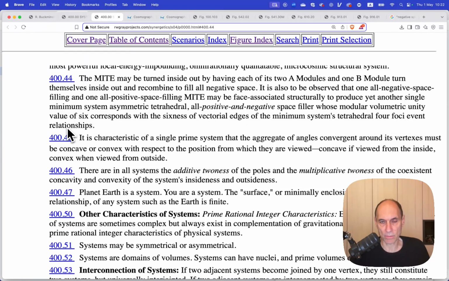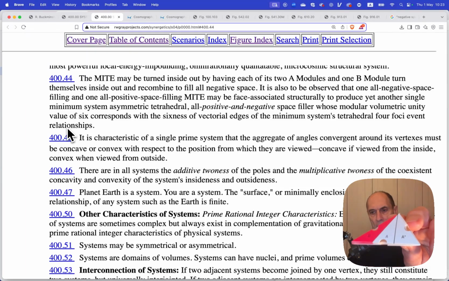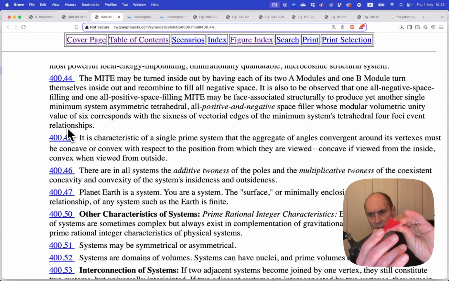So let's take a closer look at what's going on in this paragraph. Here is the MITE that I have. It's made of an A module, a reflection of an A module, and a B module. It's in this set by Till Anderson. It's called a MITE, and it's an asymmetrical tetrahedron.